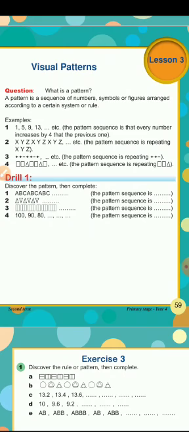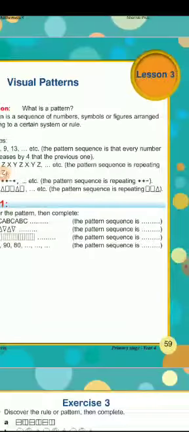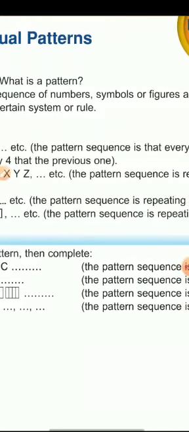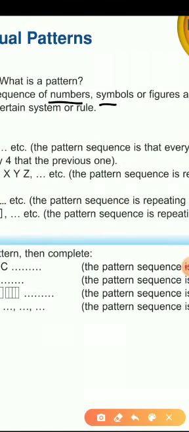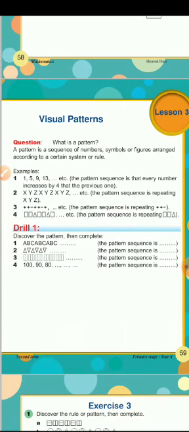A pattern is a sequence of numbers, symbols or figures. So, any pattern can be a sequence of what? Of numbers, symbols or figures. Okay? Then what else? Arranged according to what? According to a certain system or rule. So, any pattern can be a sequence of numbers, symbols, or figures. Then, any pattern has a rule. Okay?